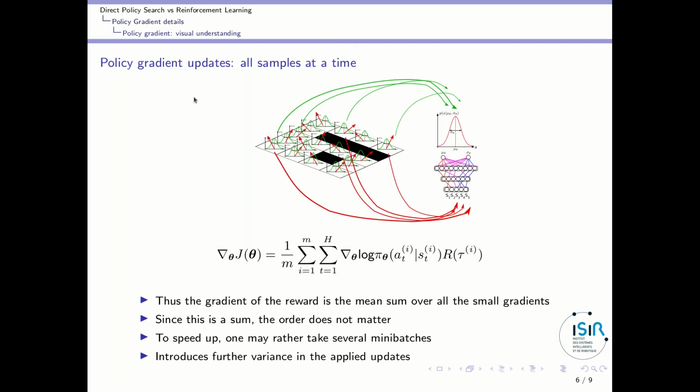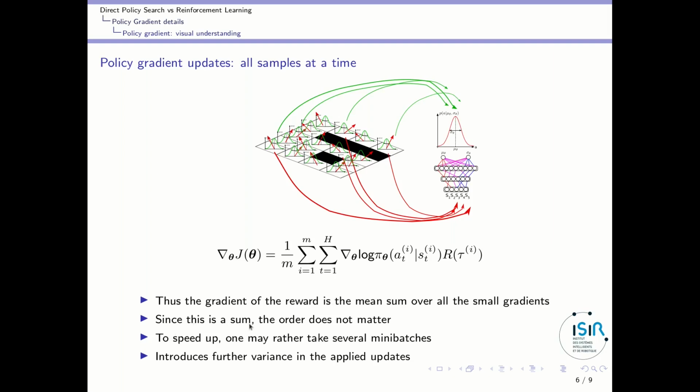Now, if we have a look at what happens with the whole formula, in fact, we are doing this gradient step for each state action pair that we have collected along our set of trajectories. So we have m times the horizon such state action pairs, and we are performing sums. So we are changing the weights of the neurons for one pair, and then for another one, and then for another one, etc. So the gradient of the reward will be the mean sum over all the small gradients corresponding to each state action pair.